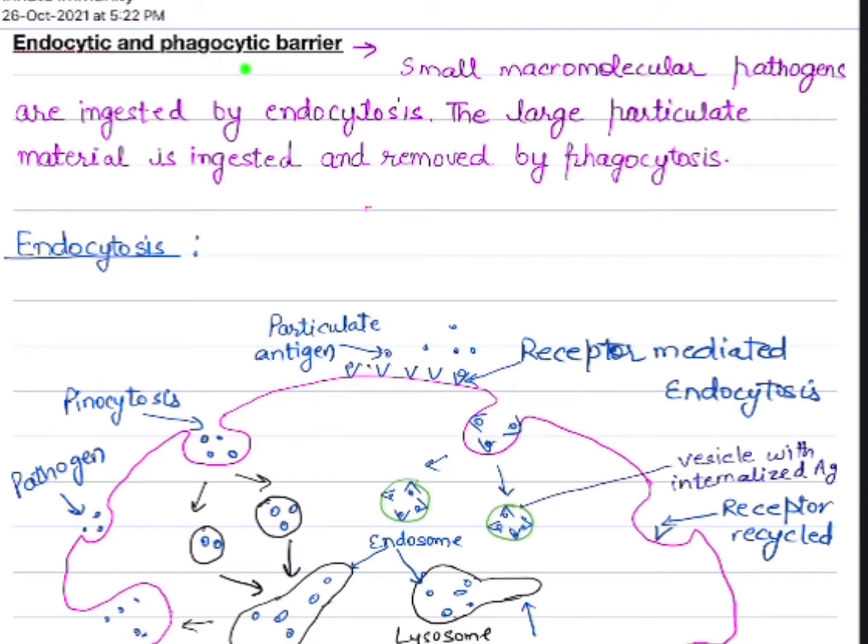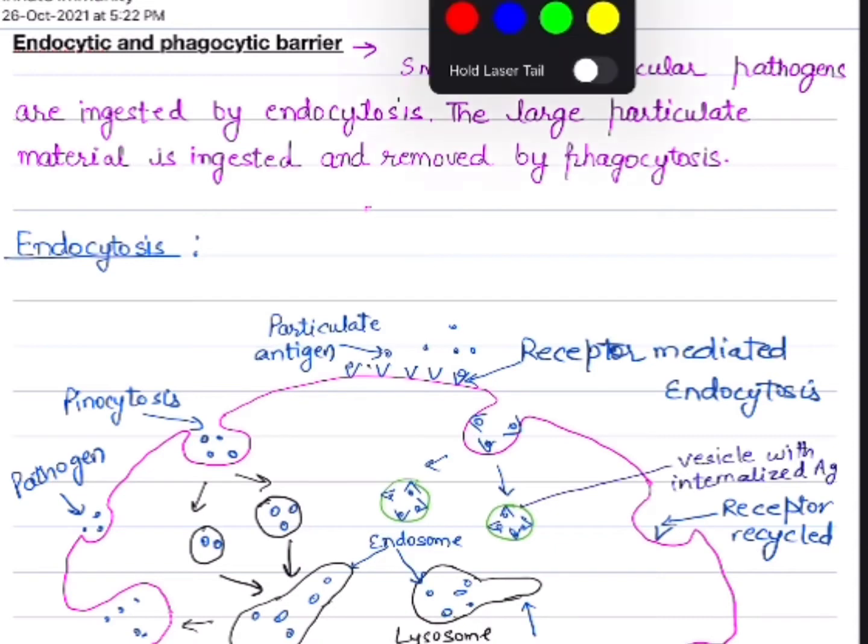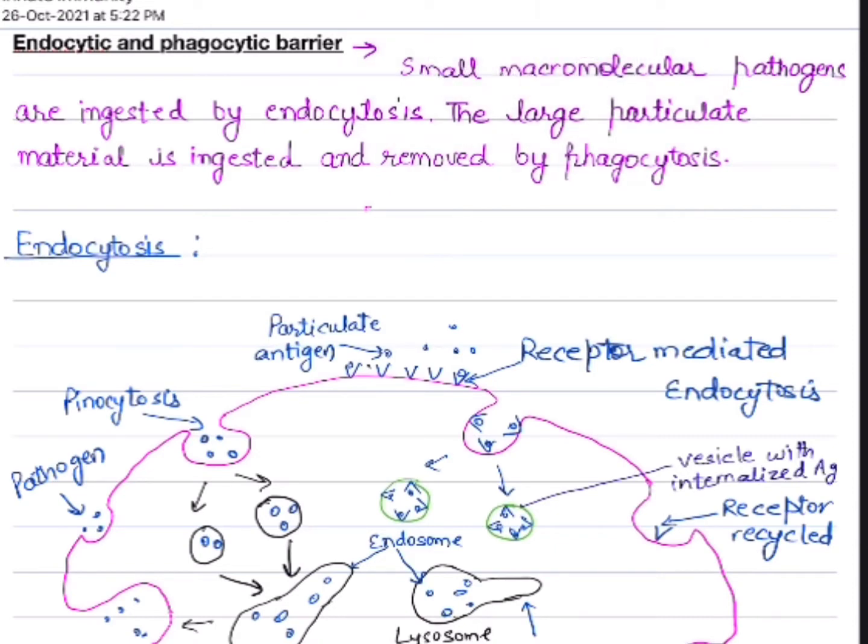Endocytosis and phagocytosis are two different processes which are used by a cell to internalize different types of extracellular material. Small macromolecular pathogens are ingested by endocytosis, whereas large particulate material is ingested and removed by phagocytosis. So let's start with endocytosis.